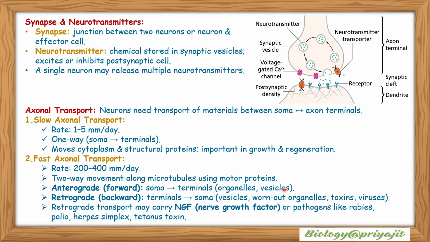It is a two-way movement along microtubules using motor proteins. Anterograde is forward, soma to terminals, carrying organelles and vesicles. Retrograde is backward, terminals to soma, carrying vesicles, worn-out organelles, toxins or viruses. So retrograde transport may carry NGF, the nerve growth factor, or pathogens like rabies, polio, herpes simplex, tetanus toxin, etc.